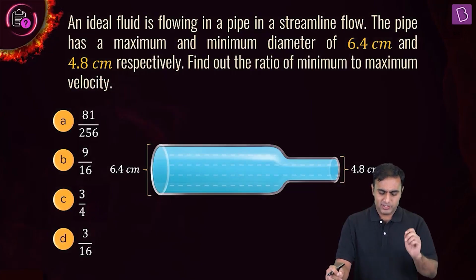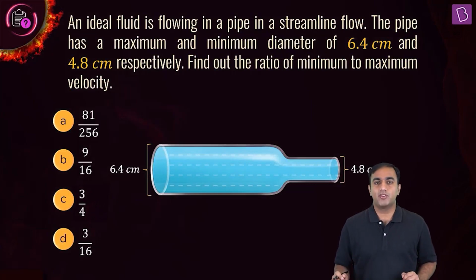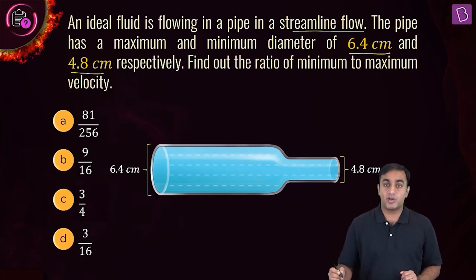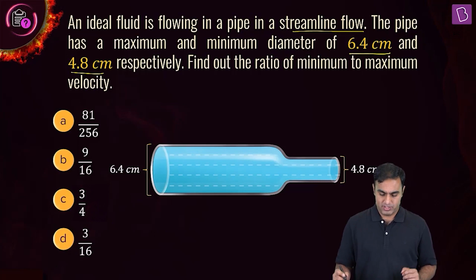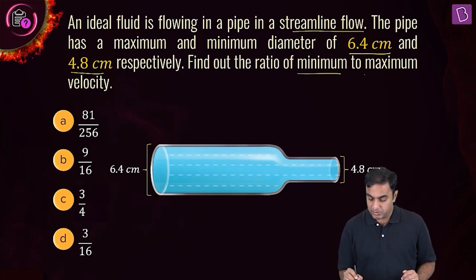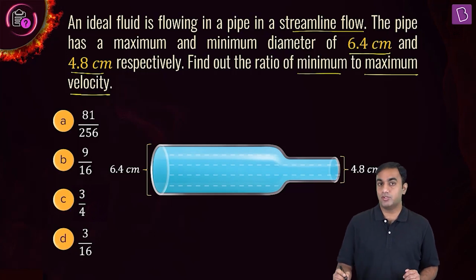We are considering an ideal fluid. What do you mean by an ideal fluid? Something which is incompressible. And this fluid is flowing in a pipe in a streamline flow. The pipe has a maximum and minimum diameter of 6.4 centimeter and 4.8 centimeter respectively. With this given information, we are supposed to find the ratio of minimum to maximum velocity of the fluid inside the pipe.